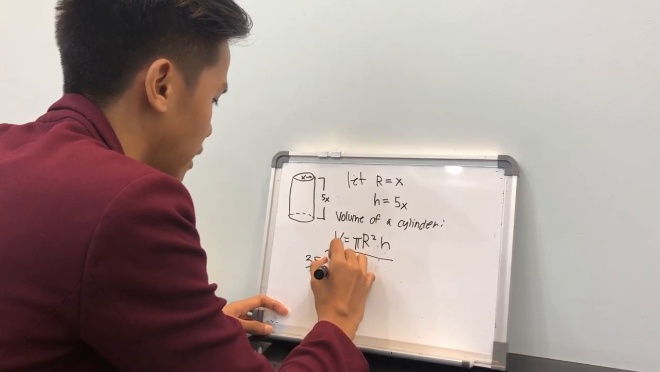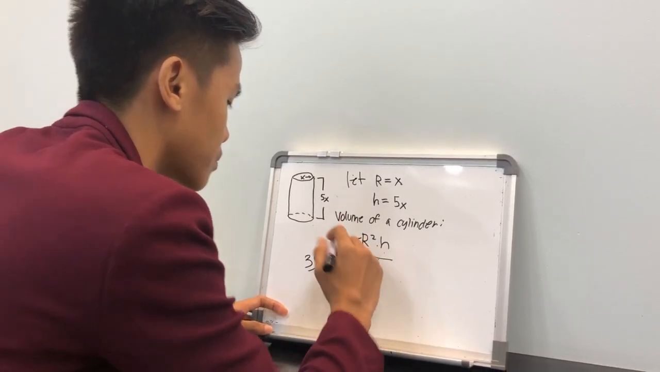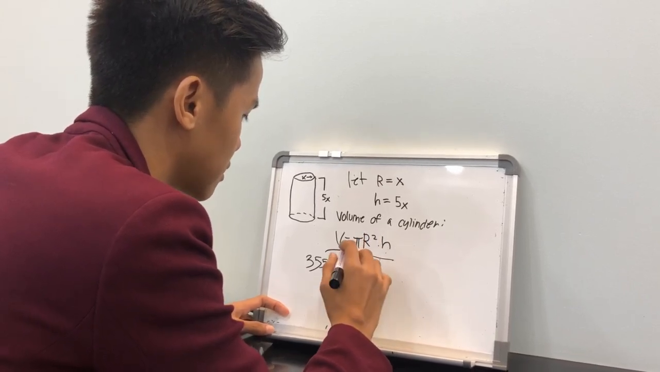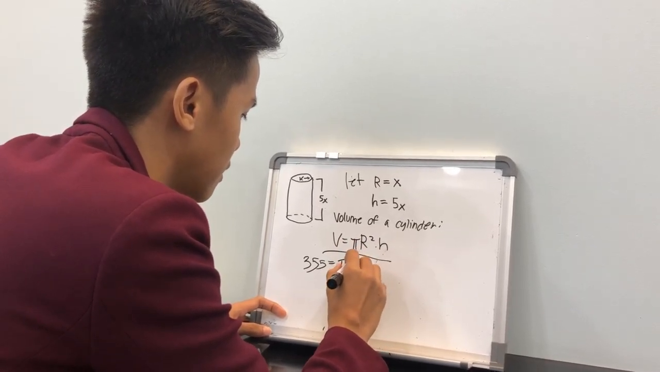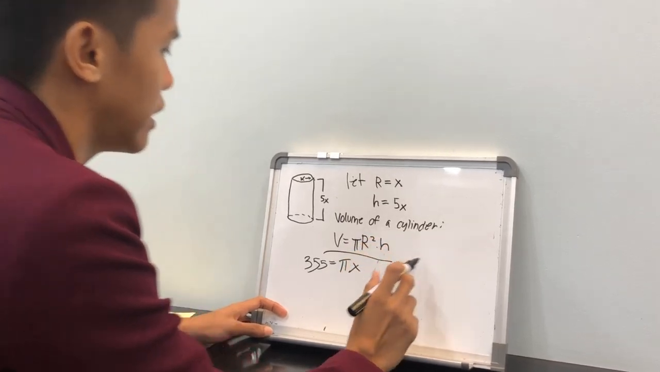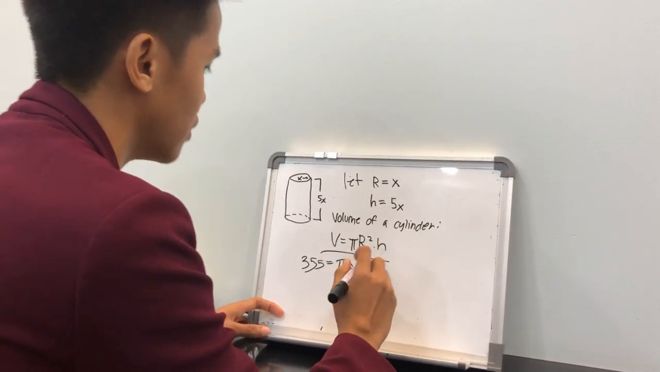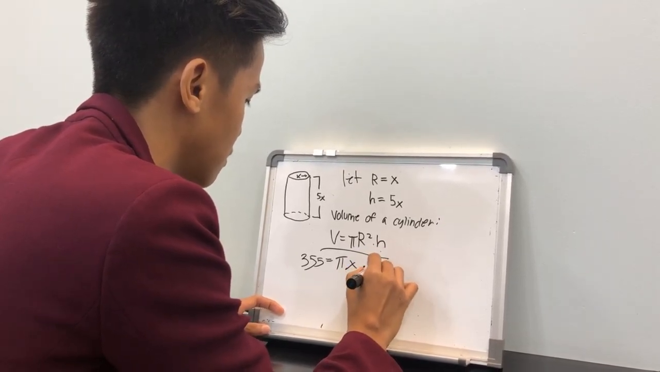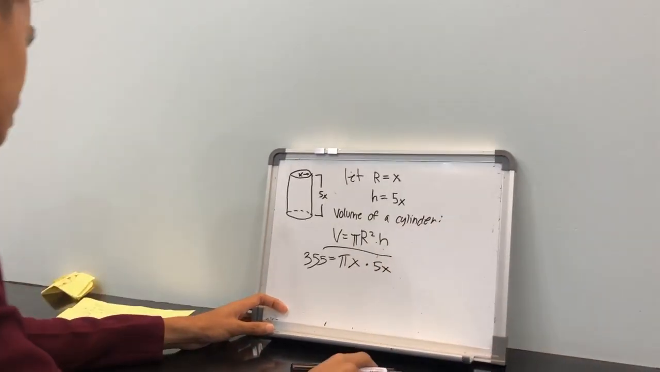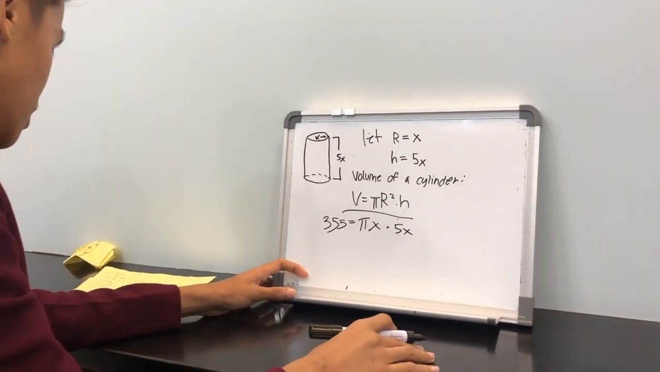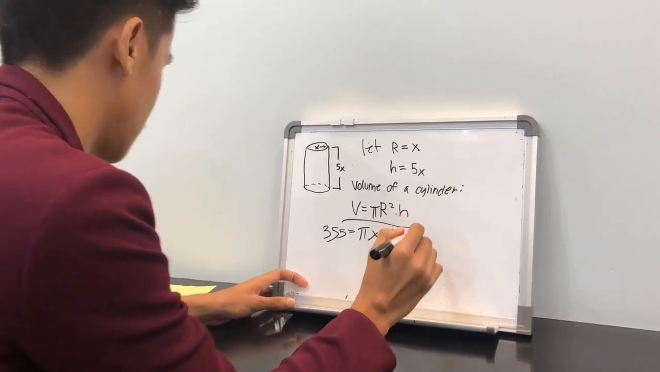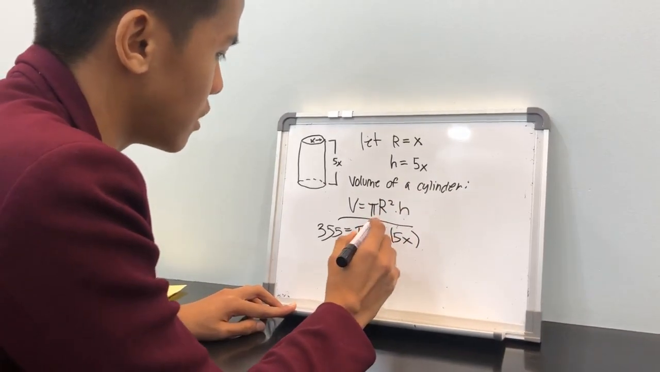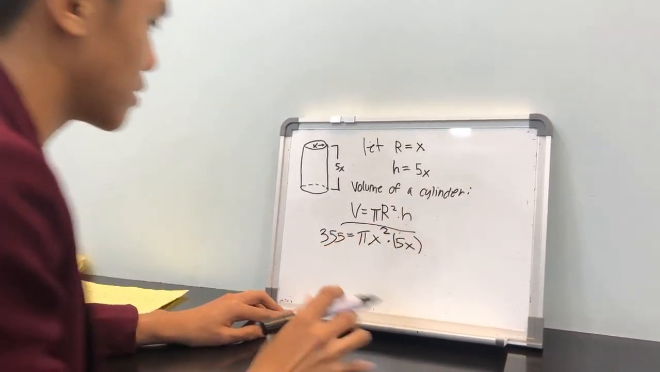Go to pi, and r is equal to x, so let's just put x here. Then times the height, which is 5x, times 5x. I'm sorry, there's supposed to be a power of 2 here, so let's proceed.